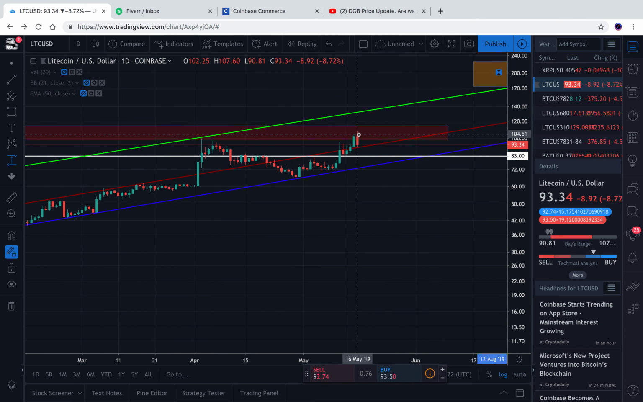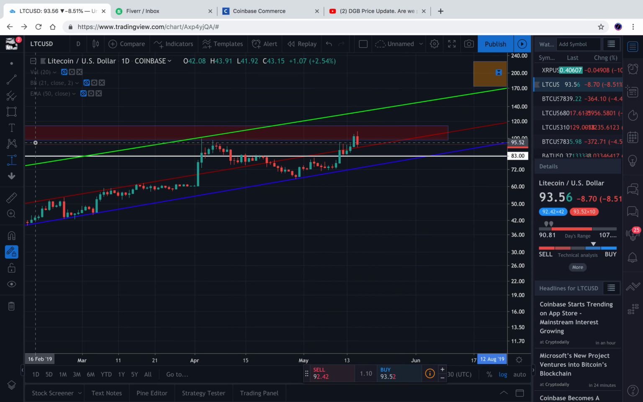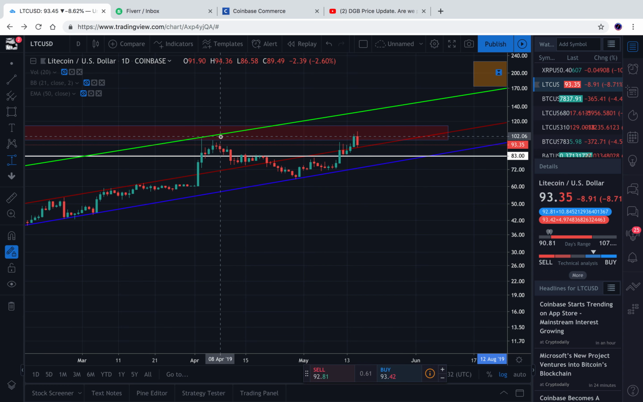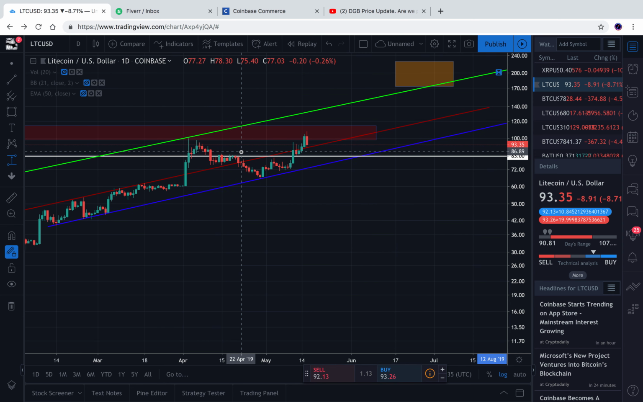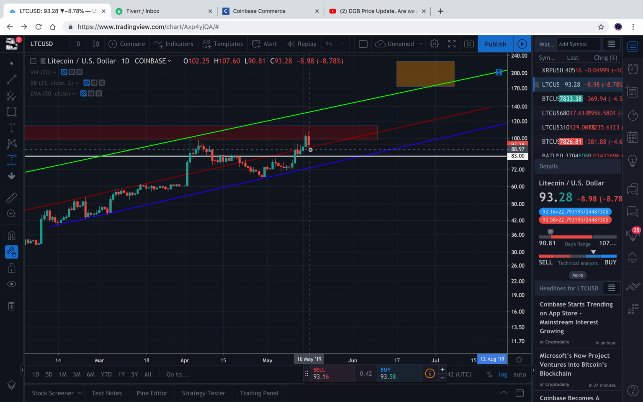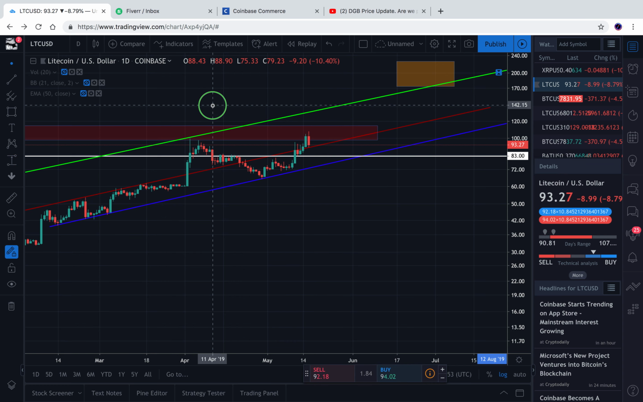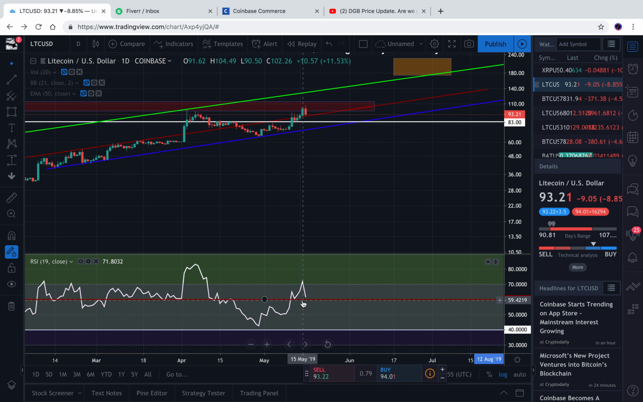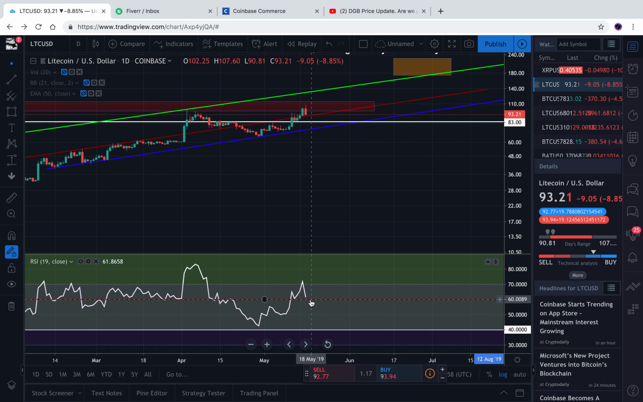Yesterday we got a nice pump over 100, but I was also warning people to watch out for this ascending triangle as well, that we might possibly dip down from that. I mean, over 100 is really nice, get the party going and all that, but it doesn't mean that we can't come back down. So we tested the top of that now, and we're going to try to use that as support. If we use that as support, I could definitely see Litecoin continuing to move up. Let's see, the RSI is probably going to touch down into 60 again and retest that.